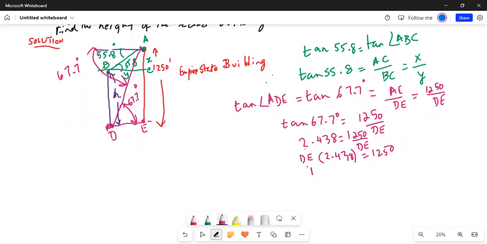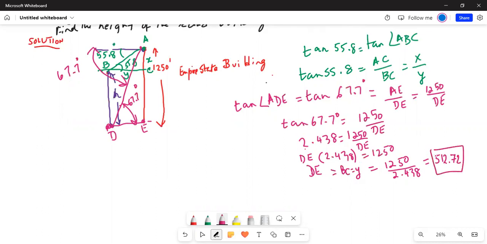then DE is equal to, remember DE is actually equal to BC, and previously we have called BC equal to Y, is equal to 1250 divided by tangent of 67.7 degrees, which is 2.438. So distance Y is equal to 1250 divided by 2.438, and that is equal to 512.72, you might say.